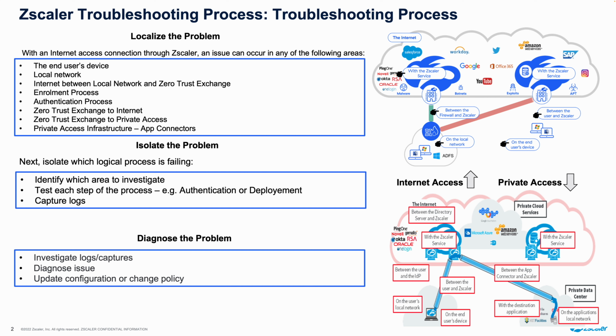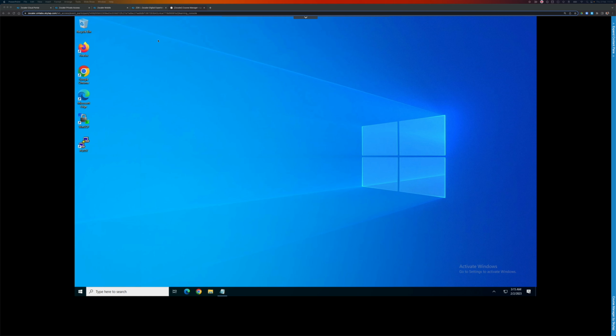So when we do that, we're then going to look at each of those areas, investigate which of those problem areas to look at, and capture logs or packet captures or inspection of each of those different issues. And then we're going to diagnose those problems and potentially update some configuration. So we'll take this from first principles and walk through the troubleshooting process.